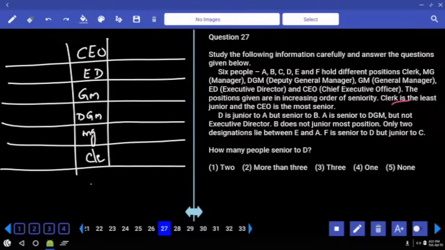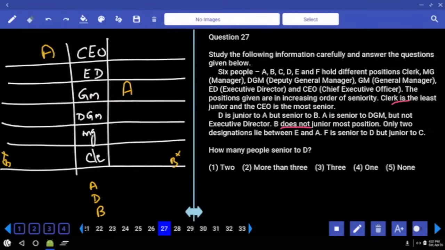D is junior to A but senior to B. A is senior to DGM. How many possibilities do we have? But not ED, there are 2 possibilities. A can be here, A can be here. Then next, B is not the junior most person. Hence B cannot be the clerk at all.